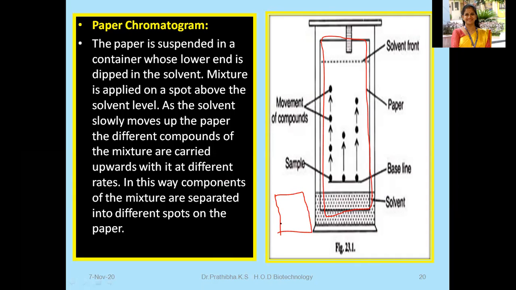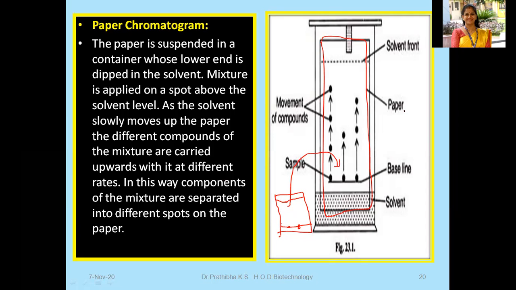First you take a paper and mark by using the pencil very lightly, or by using the scale, or by the other end of the scalpel. Just mark. 3 centimeter gap you'll give here, and here also you are going to mark one line below the 1 centimeter. After marking, these are the spotting region. This is the spotting region. So whatever mixture is available, you need to spot by using the capillary tube or using the micro pipette. Spot here.